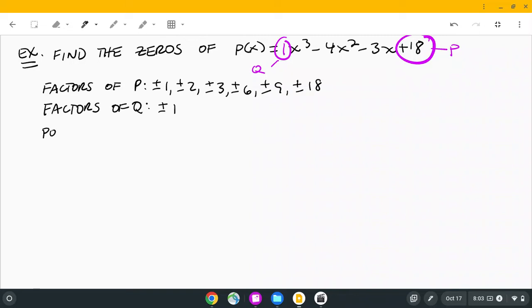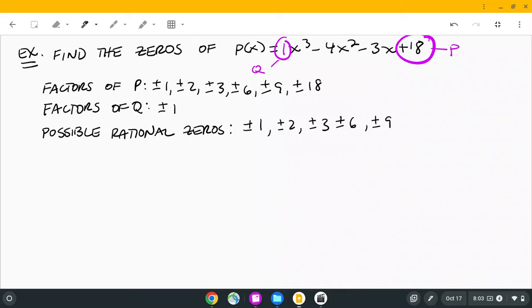So then our possible rational zeros are going to be all of the different p's over all the different q's. There's only this one. So that's just plus minus 1 over 1, plus minus 2 over 1, plus minus 3 over 1, plus minus 6 over 1, plus minus 9 over 1, plus minus 18 over 1.